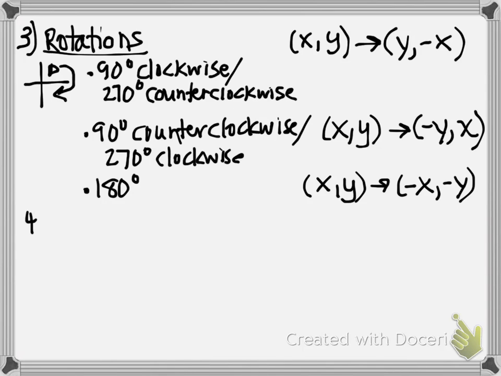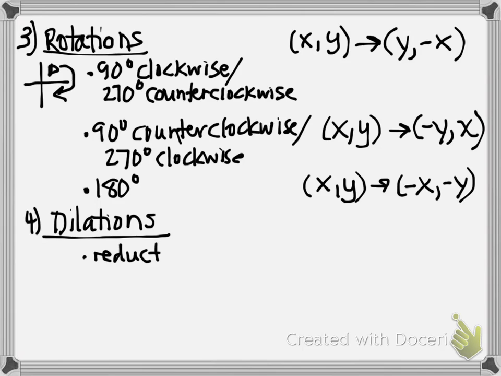And then the last one is the dilation. And we're going to use K to represent the dilation amount for both of them, but I'm going to give you a specific about what that K is going to look like. So the 2 different ones, the first one would be a reduction. And when I multiply by this K value, it's going to shrink my original picture.